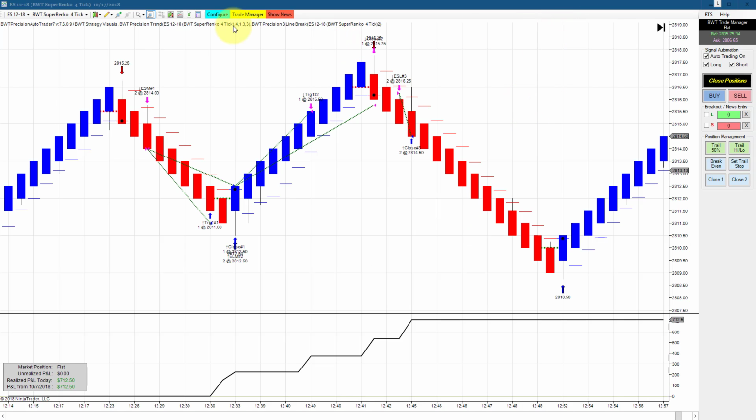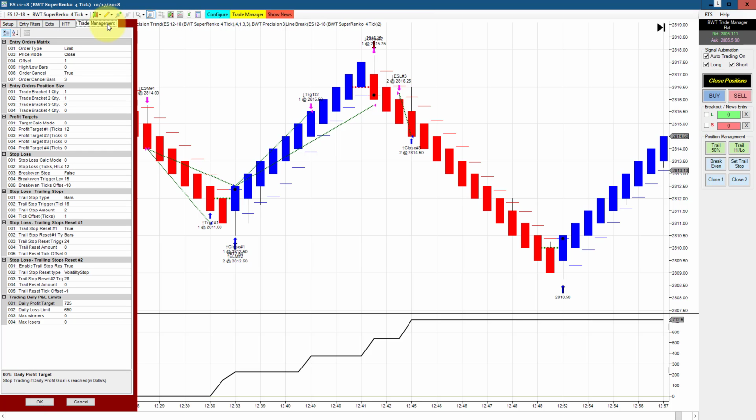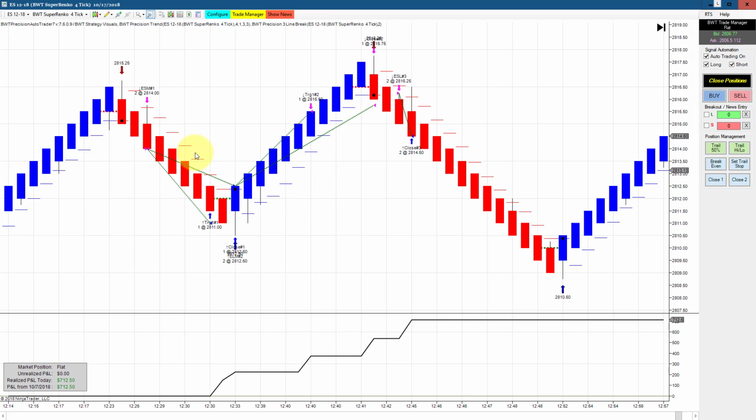Okay, the E-mini S&P on a Super Renko 4 tick. This has a goal of 750, I believe, 725 and a 650 loss limit. This is trading only 2 contracts, so fairly conservative setup. This had 3 winning trades in a row and hit its goal and probably had some slippage.